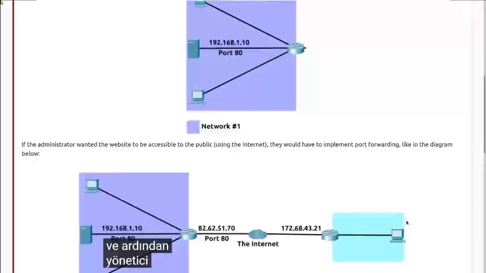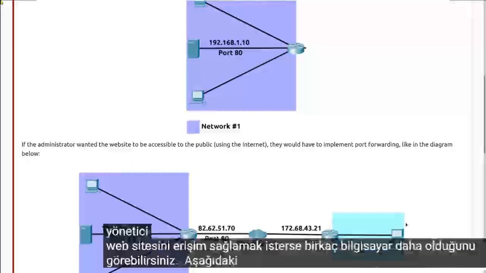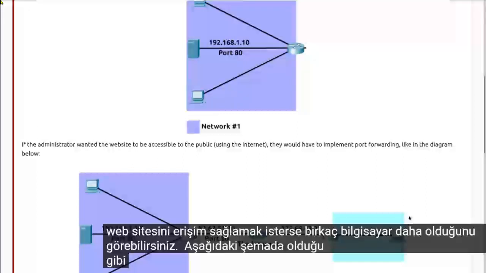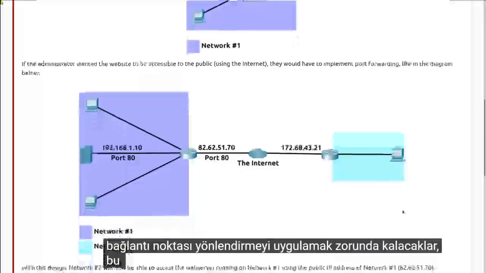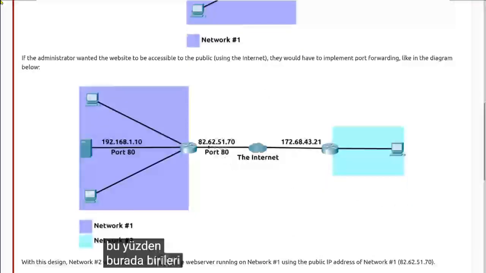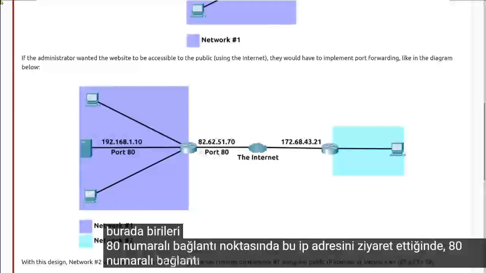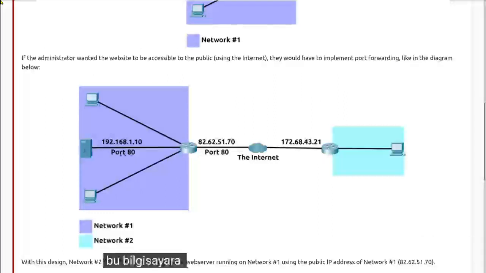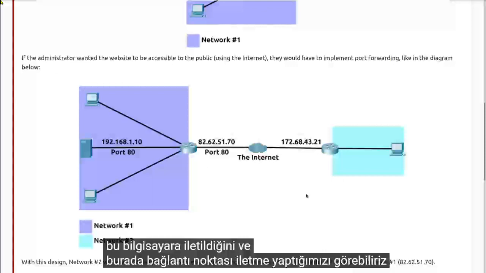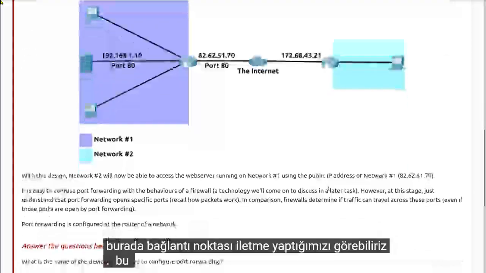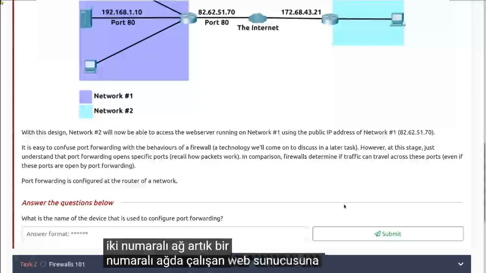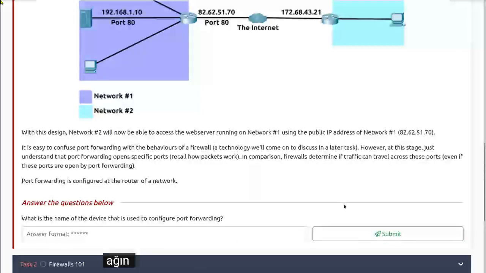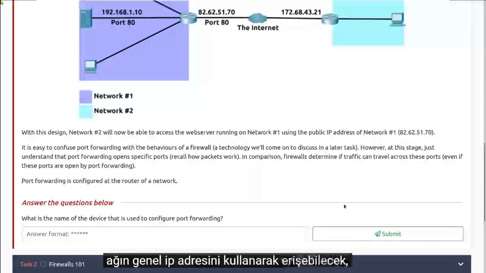If the administrator wanted to make the website accessible to the public using the internet, they would have to implement port forwarding like in the diagram below. So here we can see that when someone visits this IP address on port 80, it's forwarded to this computer on port 80, and that's where we have port forwarding at play. With this design, network number 2 will now be able to access the web server running on network number 1 using the public IP address of network number 1.